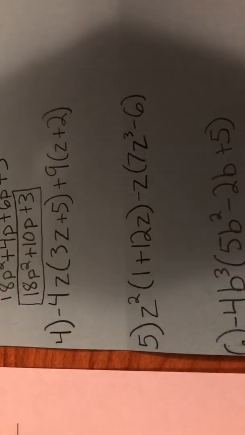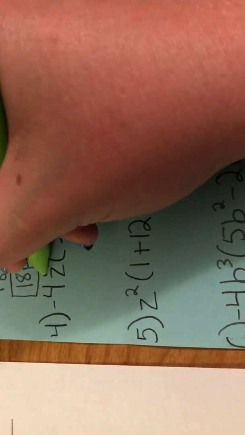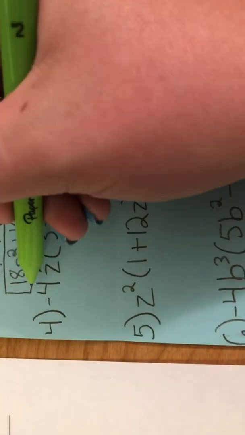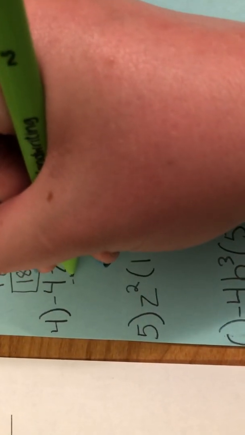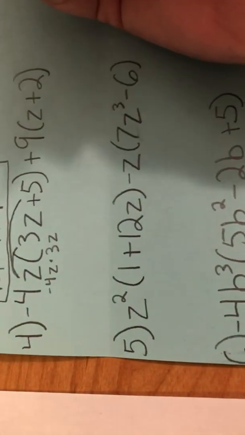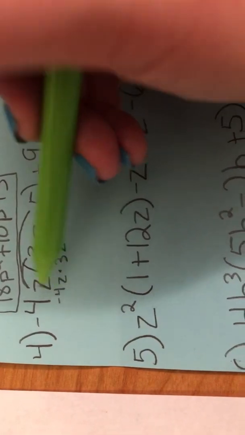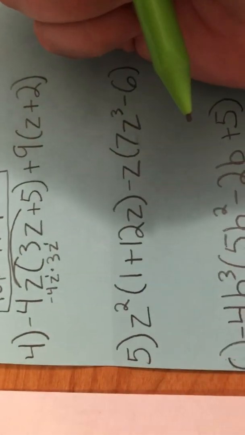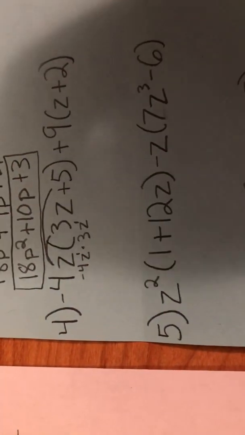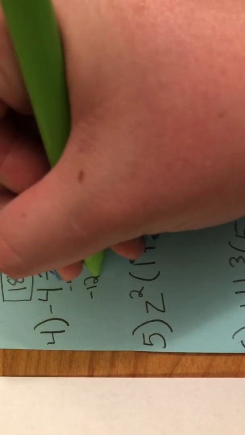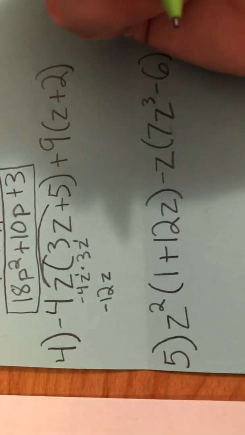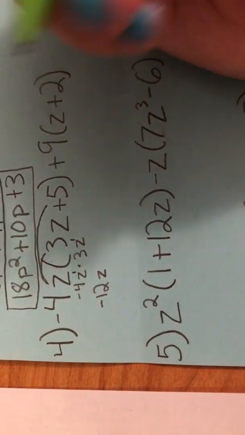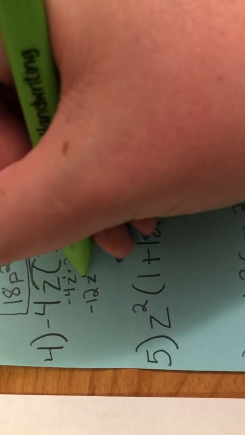So for number 4, we're distributing negative 4z, and you can write it out if you need to. So both z's have understood ones in the exponents, and you're doing negative times a positive, which is a negative, 4 times 3, which is 12. Your z's are your base, so they stay the same. And you've got 1 plus 1 in the exponent because we're multiplying, so we have 2.